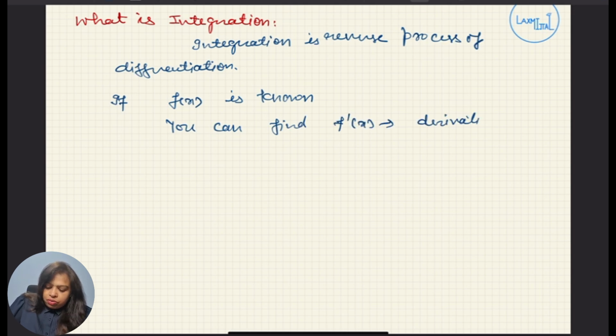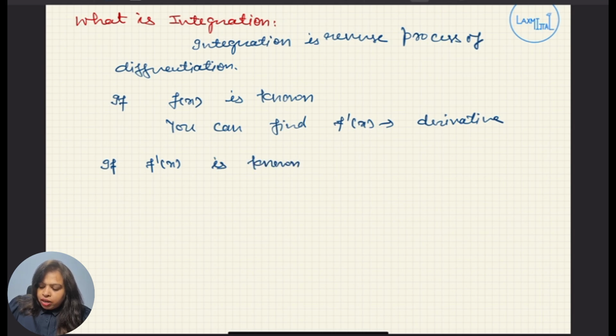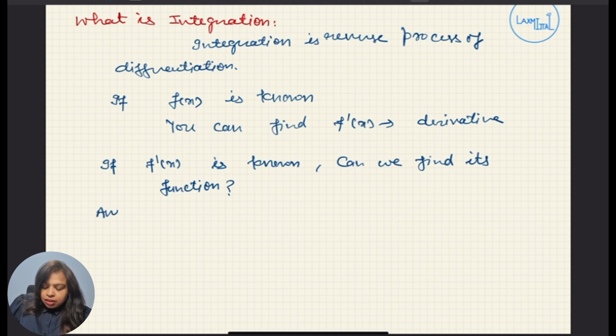And if f prime x is known to you, given to you, can we find its function? The answer to this question is yes. And the process by which we can find the f(x) is known as integration. Take an example.